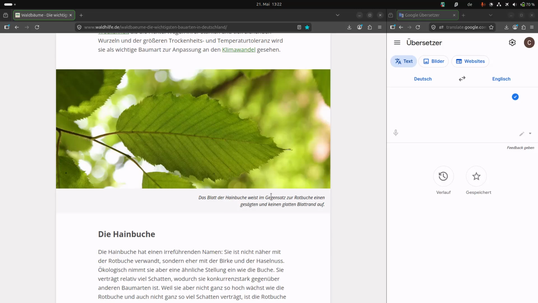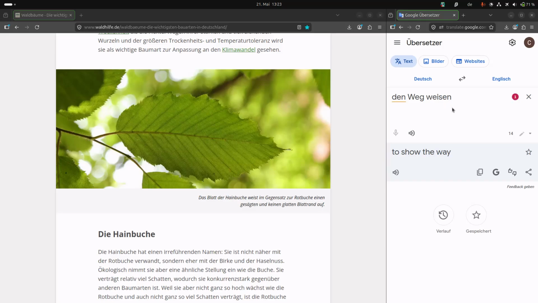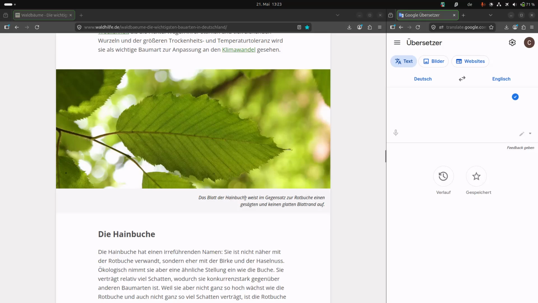So weisen in general can also be den Weg weisen, which would be probably the most famous example, which means to show the way, and here we have the verb show. So, das Blatt der Hainbuche weist im Gegensatz zur Rotbuche einen gesägten und keinen glatten Blattrand auf.